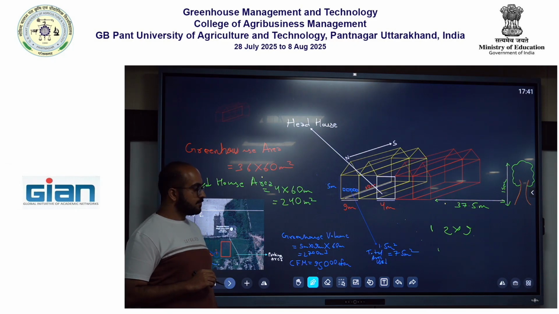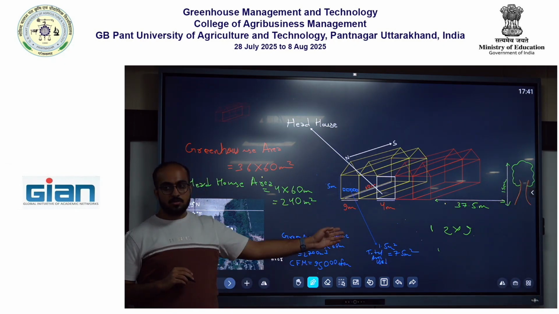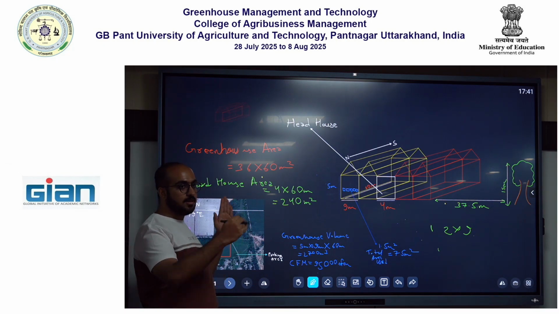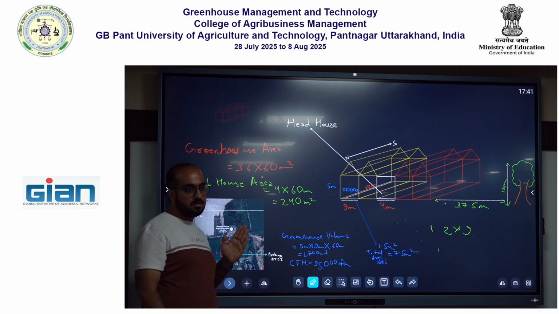And then the head house area would be 4 by 60. So it will come around 4 into 60. The 4 meter length will be the same as the greenhouse length.